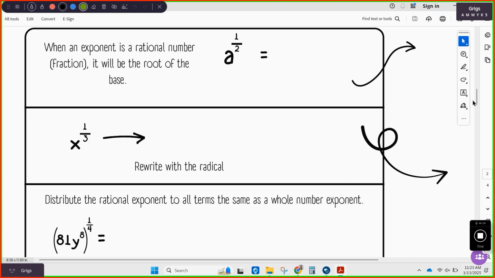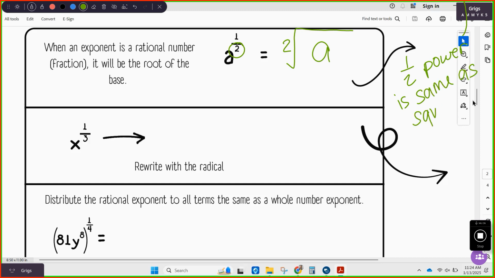Okay. So what I'm going to do is make it a square root. So I'm going to rewrite it. The denominator of my fraction is going to go right here on the outside, and the a will go inside. Anytime I have something to the 1/2 power, it is the same as square rooting.